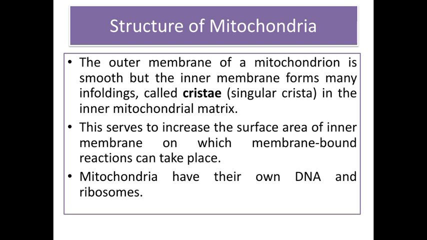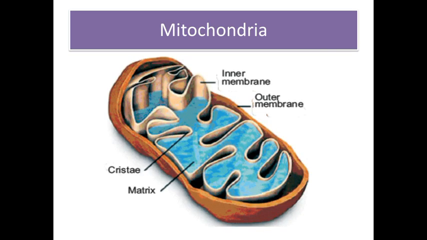Next is the structure of mitochondria. There are two membranes, it is a double membrane bound structure. The outer membrane is smooth, while the inner membrane forms many enfoldings known as cristae. This serves to increase the surface area of the inner membrane on which membrane bound reactions can take place. Now the mitochondria have their own DNA and ribosomes.